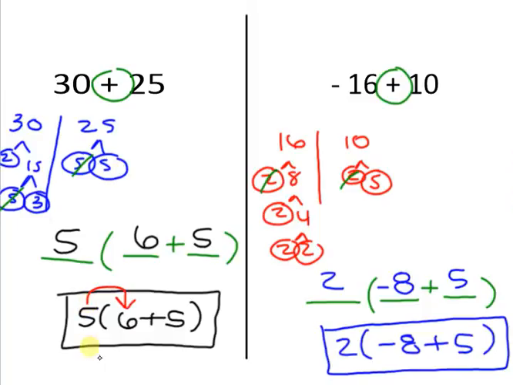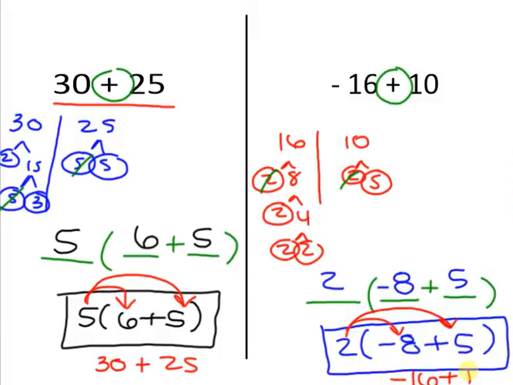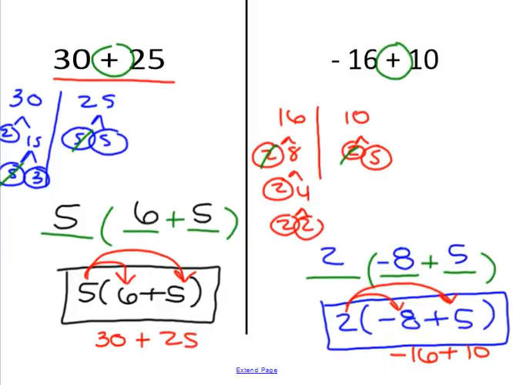So 5 times 6 is 30, plus 5 times 5 is 25. That matches right here. Now let me try this one. 2 times negative 8 is negative 16, plus 2 times 5 is 10. That is why you need to make sure you have the negative. Because how do I make negative 16 with 2 and 8? Well, my 8 needs to be negative.